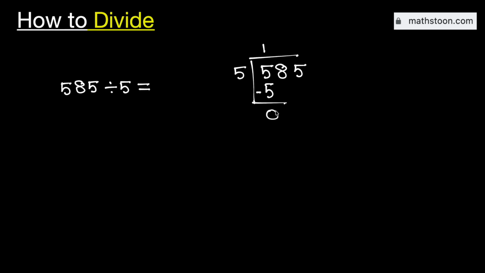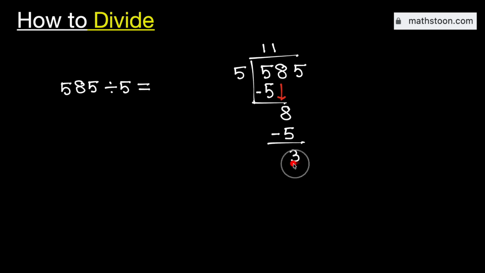Subtract, we get 0. As 0 is less than 5, that is why we need to bring down this adjacent 8 here. Now see that this is the number 8. So we will remove this 0. And we know that 5 times 1 is 5. Subtract, we get 3.